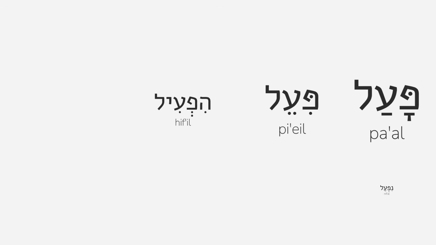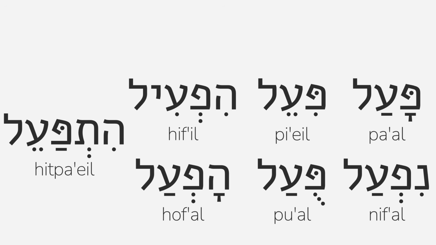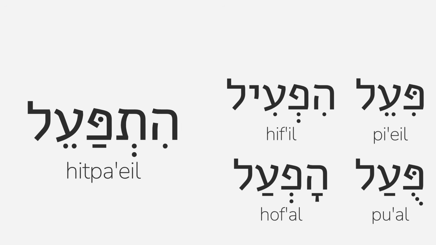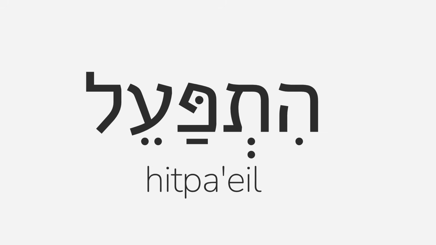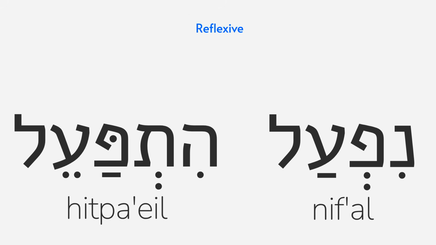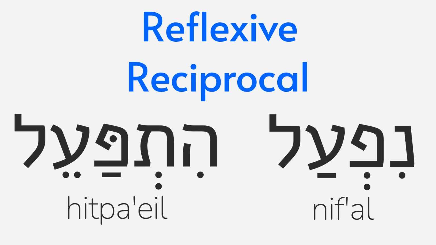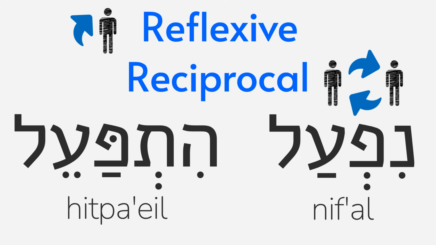Today, we are going to start learning the seventh and final binyan, or verb structure, of the Hebrew language, which is called the Hitpael. The Hitpael has several uses, and two of them are also uses of the Nifal binyan: reflexive or reciprocal actions. That means actions one does to themselves or actions people do to each other.